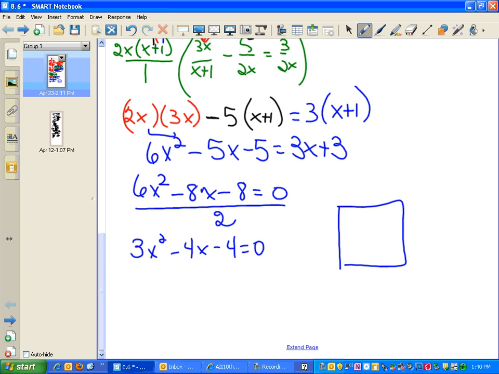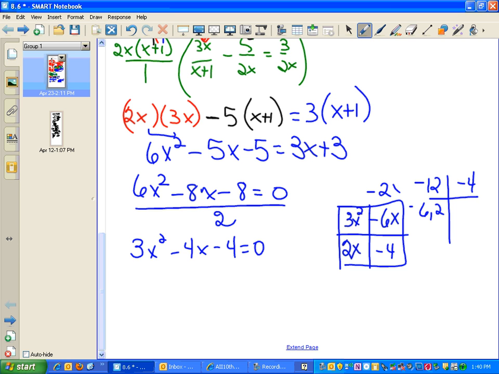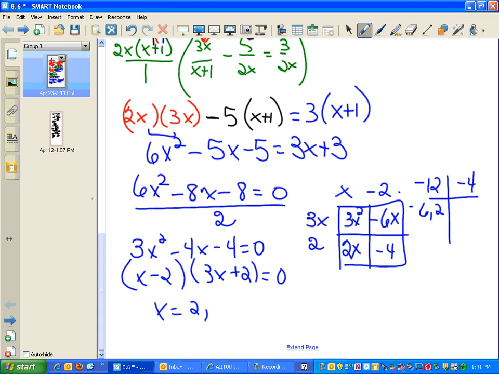Do our little boxy thing. 3x squared, negative 4. Factors of negative 12 that give me negative 4 are 6, negative 6, and positive 2. So I can take out a negative 2 here. I can take out an x and a 3x and a 2. And so this is x minus 2 and 3x plus 2. Yes? So x is 2 and 2/3. And are all of these okay?